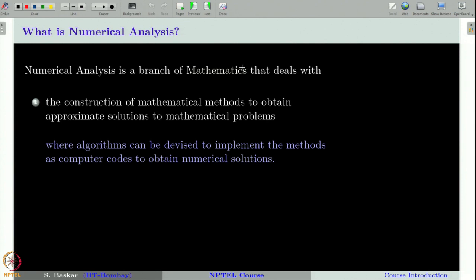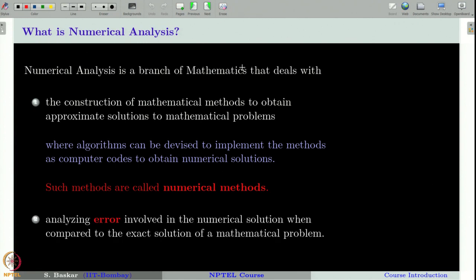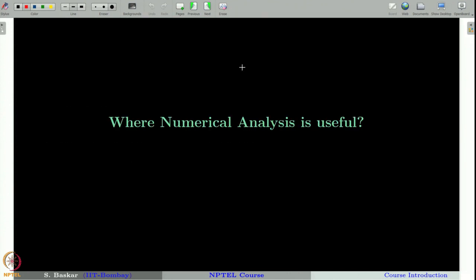Once we know that the numerical methods are going to generate only approximate solutions, the next natural question is, what is the error involved in the numerical solutions when compared to the exact solution of the mathematical problem? This leads to error analysis of the methods that we develop. Therefore, numerical analysis has two components. One is to develop the numerical methods for some mathematical problems, and the next component is to do the error analysis for these methods. Now, the next question is where numerical analysis is useful.